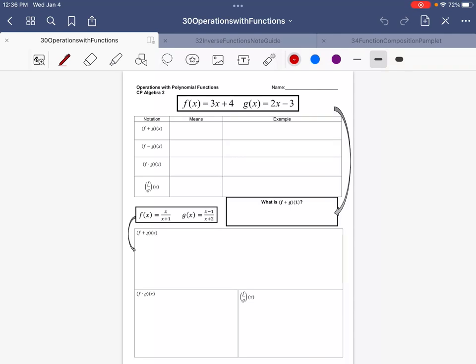So yesterday we looked at evaluating functions. And remember, evaluating means that you're essentially plugging in some type of x and you're getting the value, the y value of the equation. Today, we're going to be doing operations.